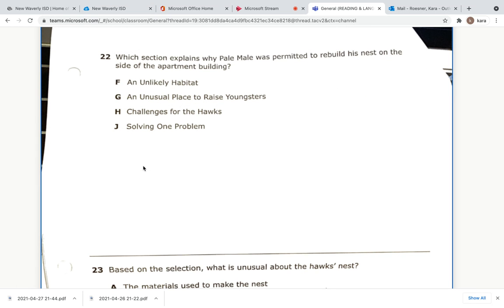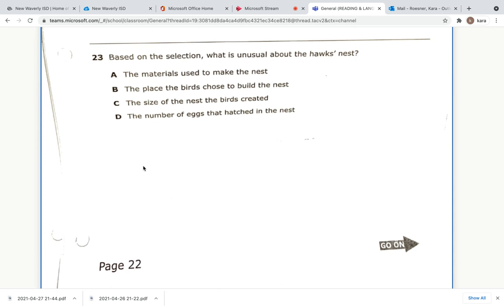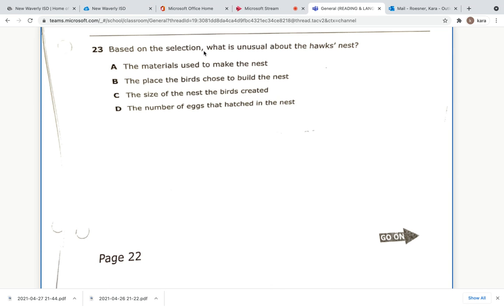22. Which section explains why Pale Mel was permitted to rebuild his nest on the side of the apartment building? F, an unlikely habitat. G, an unusual place to raise youngsters. H, challenges for the hawks. And J, solving one problem. 23. Based on the selection, what is unusual about the hawk's nest? A, the materials used to make the nest. B, the place the birds chose to build the nest. C, the size of the nest the birds created. Or D, the number of eggs that hatched in the nest.